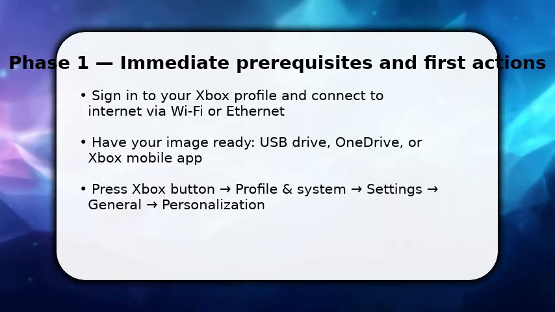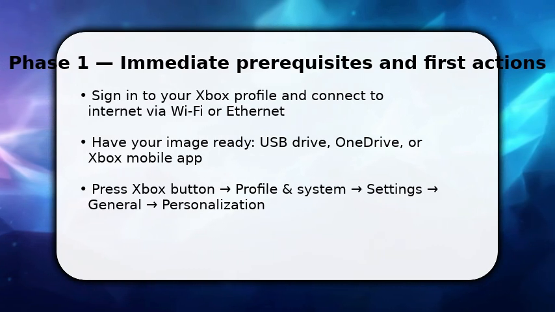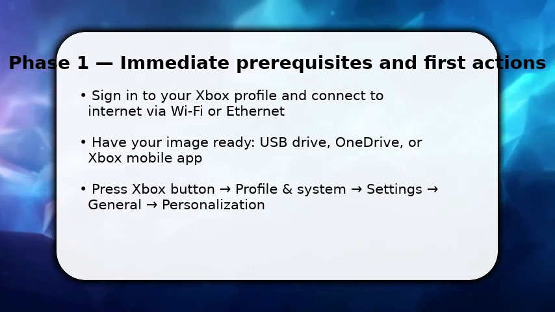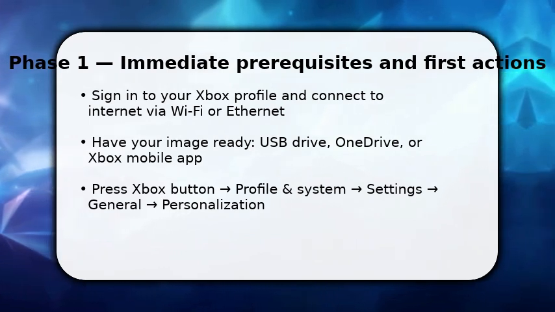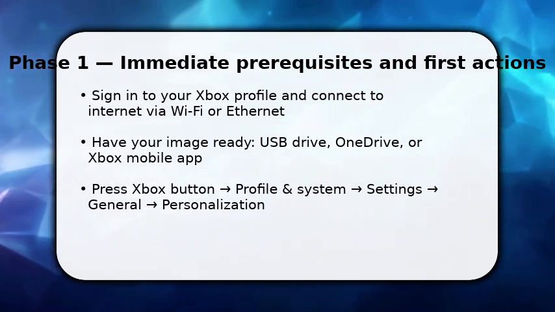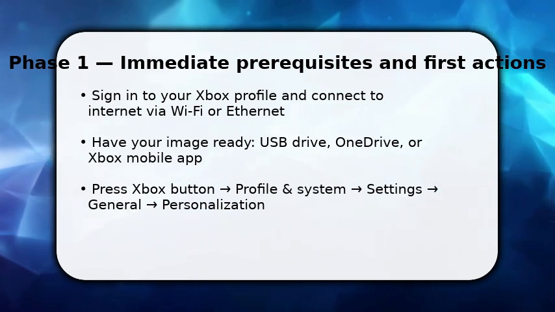You start by signing into the Xbox account you want to customize, so profile data and themes sync correctly. Once signed in, navigate. Press the Xbox button, go to Profile and System, then Settings, General, Personalization.